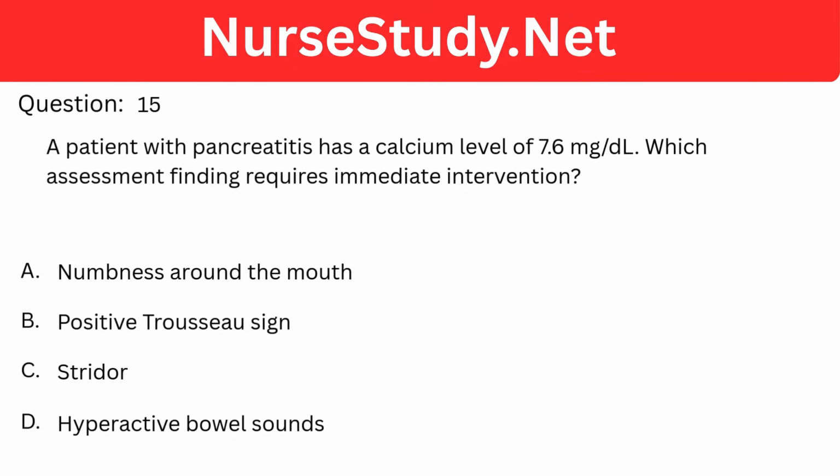Question 15. A patient with pancreatitis has a calcium level of 7.6. Which assessment finding requires immediate intervention? A. Numbness around the mouth. B. Positive Trousseau sign. C. Stridor. D. Hyperactive bowel sounds.